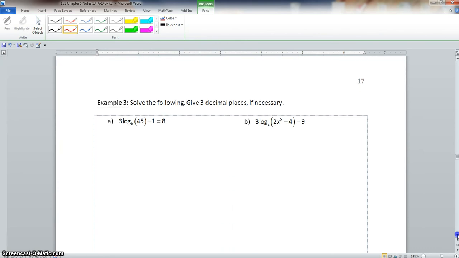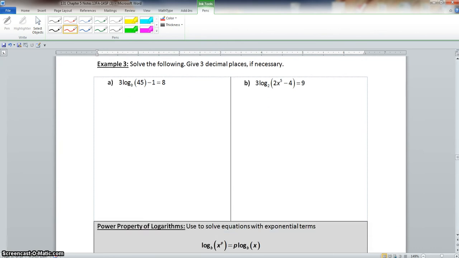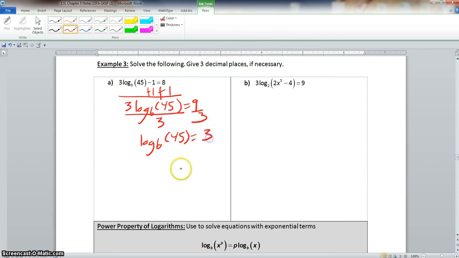Okay, now we go to the next page. It says solve the following. Give 3 decimal places if necessary. Okay, so now we come here. First thing we need to do is add 1 on both sides. So we have 3 log base b of 45 is equal to 9. Now we divide each side by 3. So we have log base b of 45 is equal to 3.